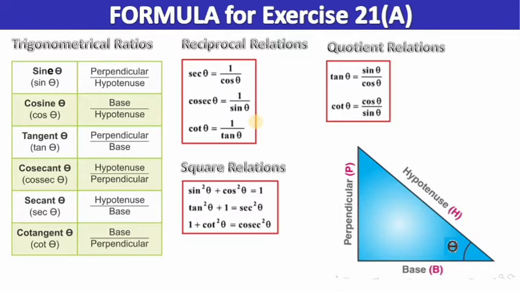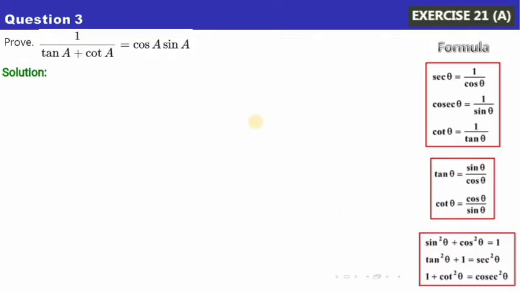With that assumption, let's begin the first exercise, and I'm taking from exercise 21a, question number 3. Question number 3 says, prove this. Here, what you need to remember is that you have to have good knowledge of these formulas, and you have to have good observation skill as well. For example, on the left hand side we have tan and cot, but on the right hand side we have cos and sine. So basically you want to change tan and cot into cos and sine.